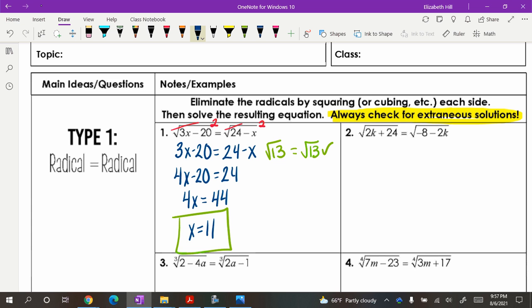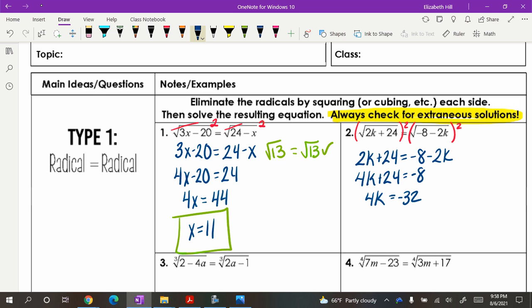All right, number 2, I'm going to do the exact same thing here. I've got square roots on both sides, so we're going to square both sides. That gives us 2k plus 24 is equal to negative 8 minus 2k. So that gets rid of those square roots. I'm going to add 2k, so that's 4k plus 24 equals negative 8, and subtract 24, so that's negative 32. Negative 32 divided by 4 gives us negative 8, so k equals negative 8.